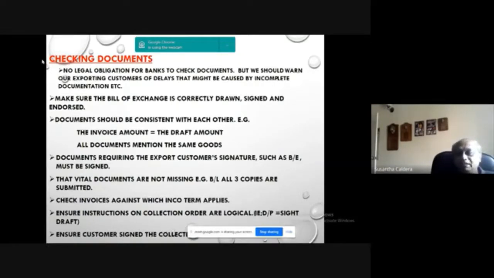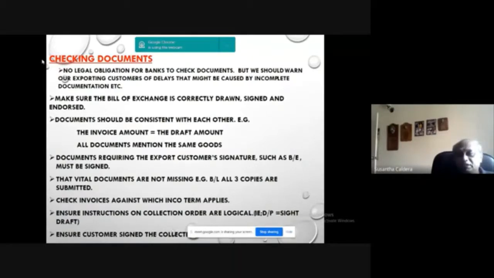Documents requiring the export customer's signature, such as the bill of exchange, must be signed. Even the beneficiary's certificate or something, it has to be signed. Check that vital documents are not missing. For example, bill of lading, all 3 copies are submitted. Check invoices against which Incoterm applies. Right?